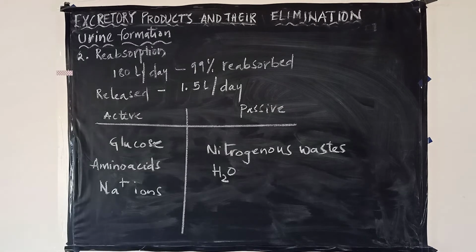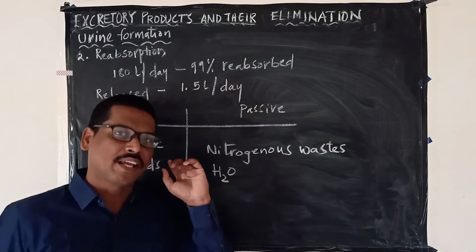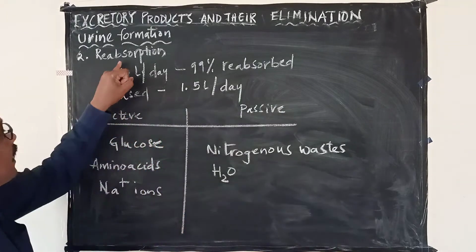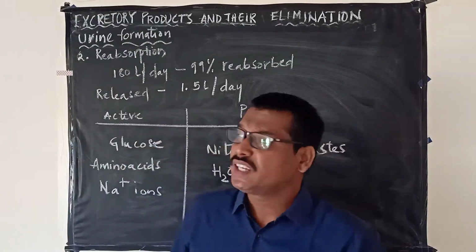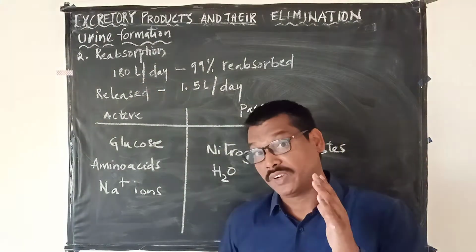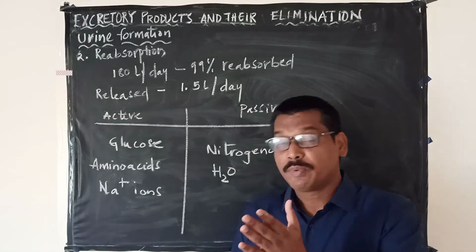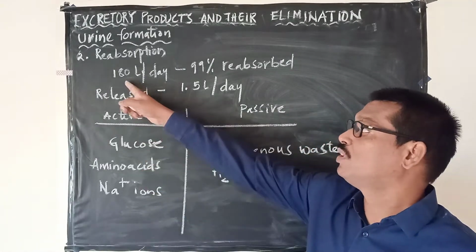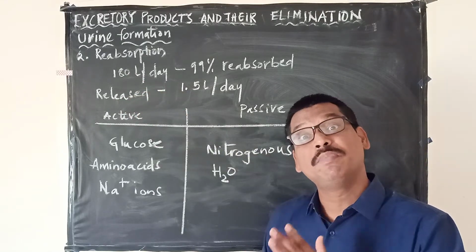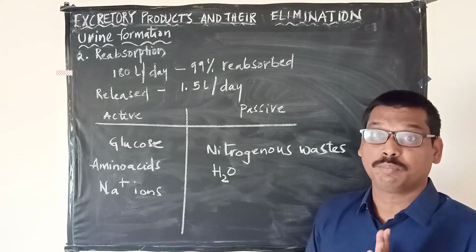Now, the next one, if you are seeing the reabsorption, this is the second step in urine formation. The first one is glomerular filtration, we said, and the second step is reabsorption. Now, we already said how much amount of filtrate will be formed in the glomerular filtration. It is about 180 liters per day. But all that will not be eliminated or excreted out from our body.